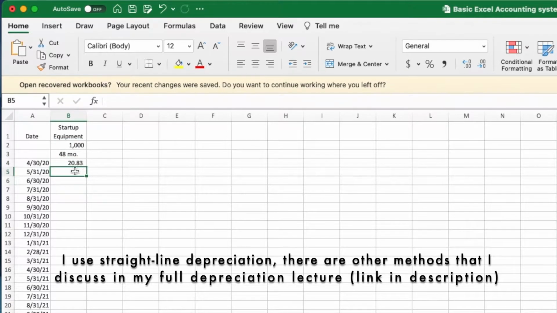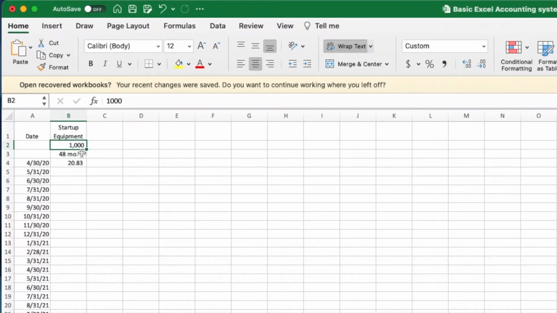We're going to depreciate $20.83 in the first month, and that is just the purchase price, or in this case, the amount contributed to the business, which was $1,000, divided by 48 months, which is how long we expect to be utilizing this asset. So this is how long we expect this asset to generate revenue for us.